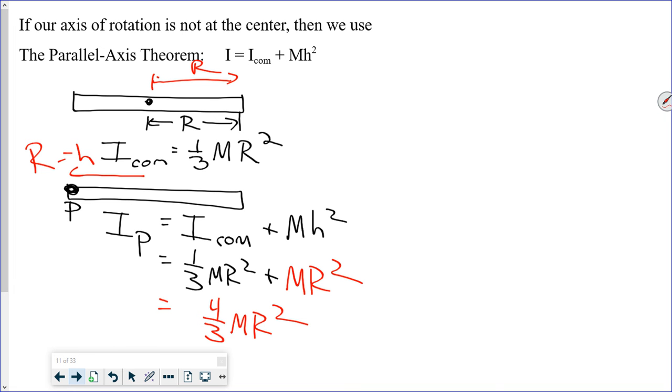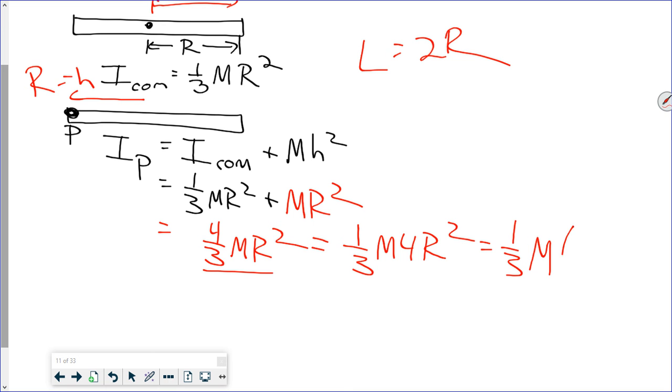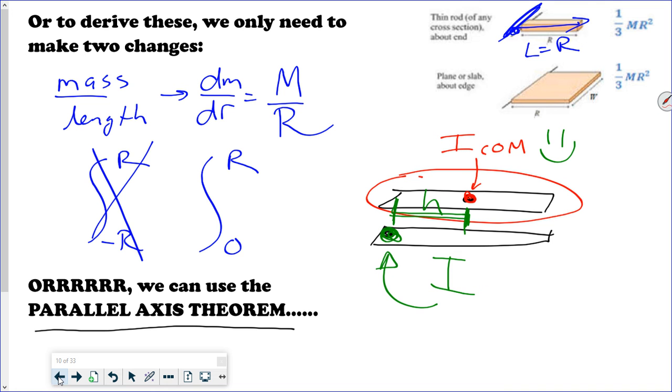So let's do this. I happen to know that L is the same as 2R. So let's move everything down a little so we can see a little bit better. L equals 2R. All right, so this is the same as 1/3 m times 4R squared, which is the same as 1/3 m times 2R squared, which is the same as 1/3 mL squared, where L is the length of the whole thing. Just like over here, L is the length of the whole thing, so 1/3 mL squared. All right, so that parallel axis theorem is super useful.